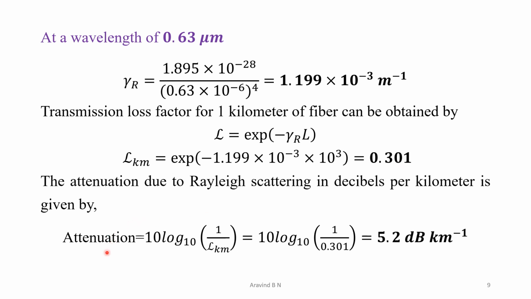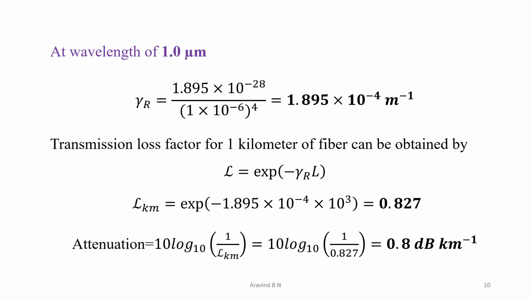Now the attenuation in decibels is given by 10 log base 10 of 1 divided by the transmission loss per kilometer. This we have already calculated. So make a substitution of that, and attenuation is found to be 5.2 dB per kilometer. Now there are two more wavelength values for which we need to repeat the same procedure. Let us get into the second wavelength.